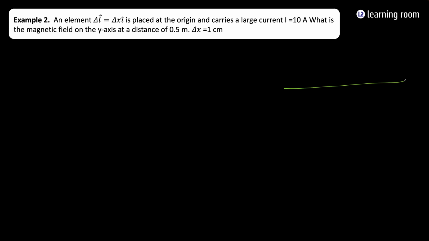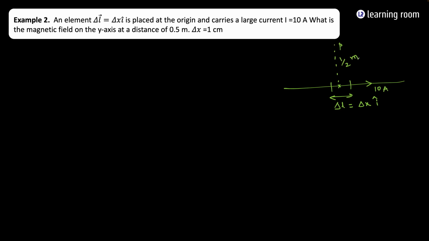So there is a conductor like this. On this, at the origin, there is a piece that is considered which is of delta L, and it is going to be of the value delta X I cap. In the sense, the current is flowing in the direction of I cap. It is 10 ampere. What is the magnetic field on the y-axis at a distance of 0.5 meter? So if I take this point to be P, at a distance of 0.5 meter, that is half a meter, what is going to be the magnetic field there?